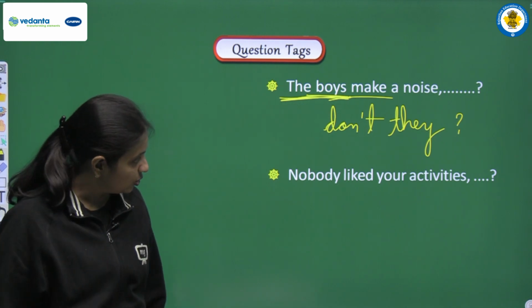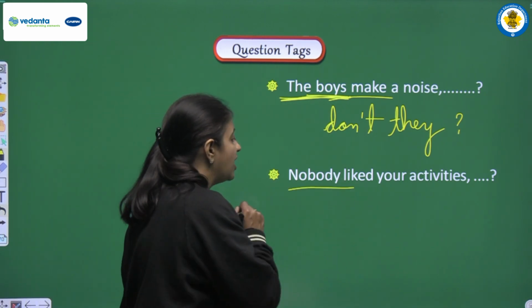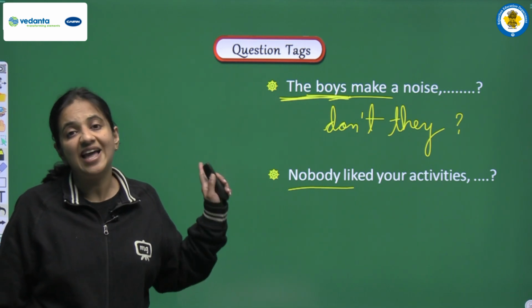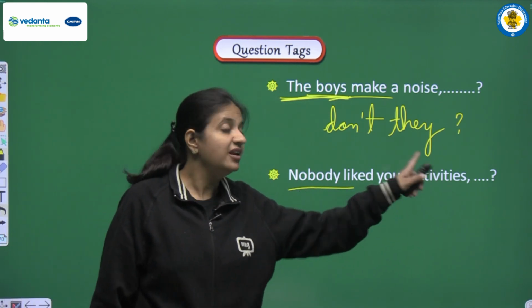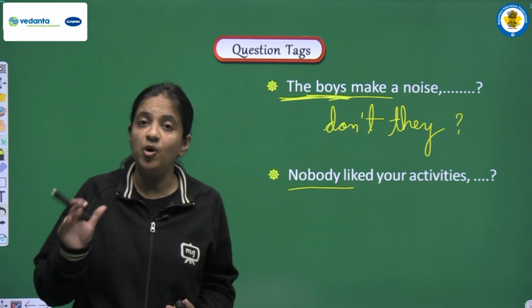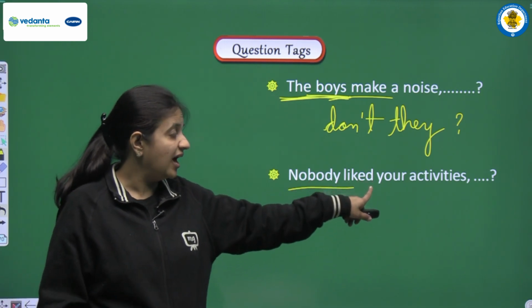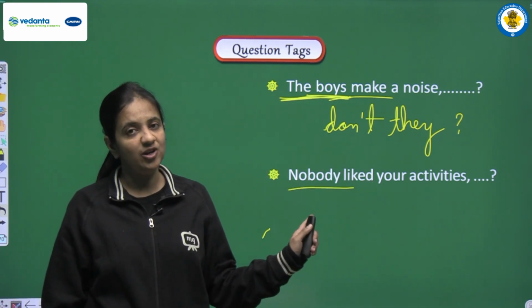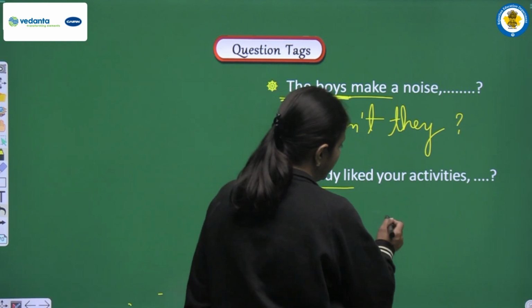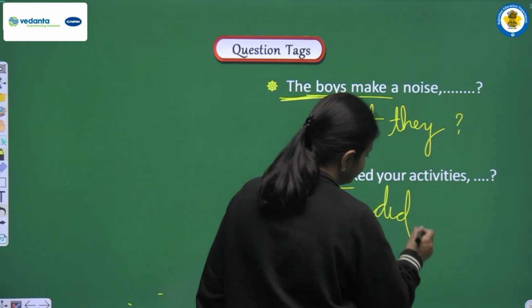Next is nobody liked your activities. So here we have to be very careful that we are having nobody. Because of this negative word, we are having a negative statement here. So now the question tag will be positive. We are having liked, that is the second form of the main verb. It means did is hidden here. So in the question tag we will use first of all did.